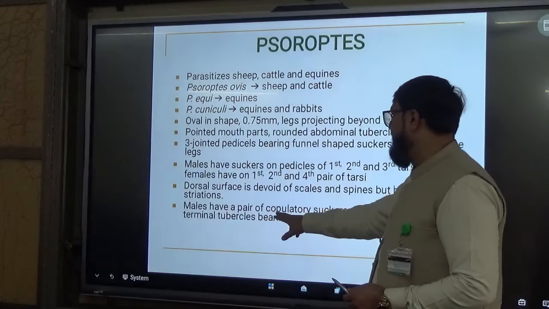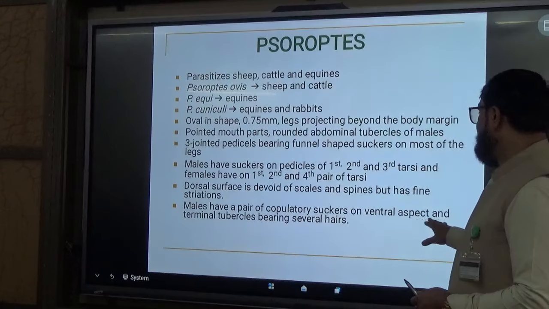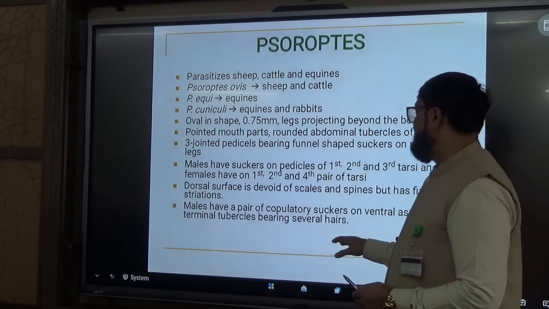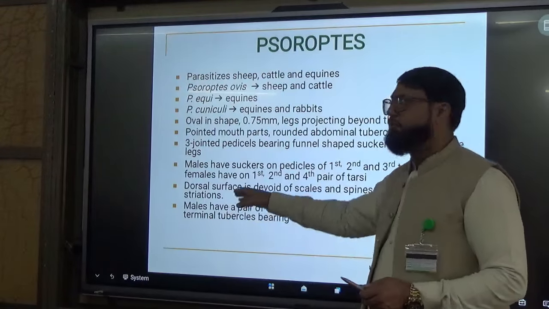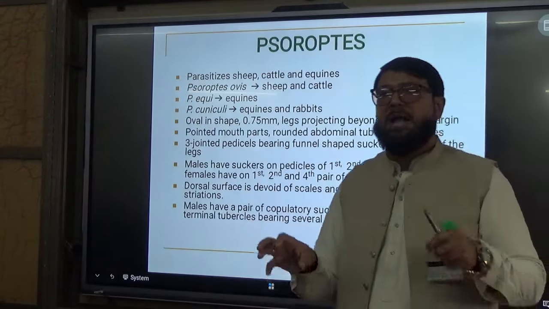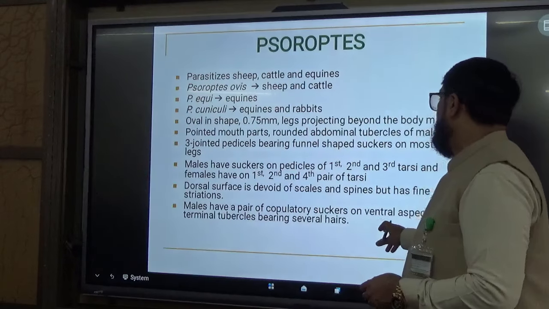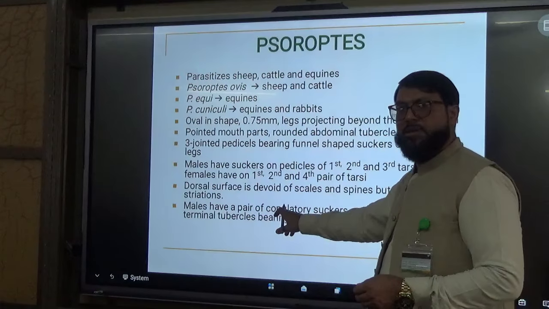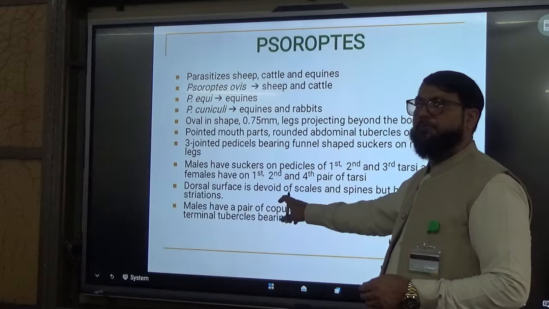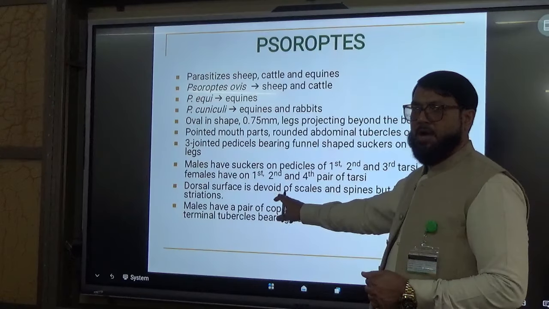Males have a pair of copulatory suckers on the ventral aspect and terminal tubercles bearing several hairs. So males, in addition to these suckers on the tarsi, have another pair of suckers just close to the aedeagus. You know what is aedeagus? That is the name of the penis in the case of arthropods.